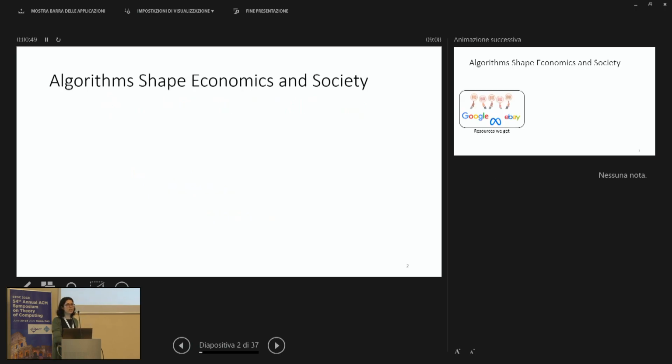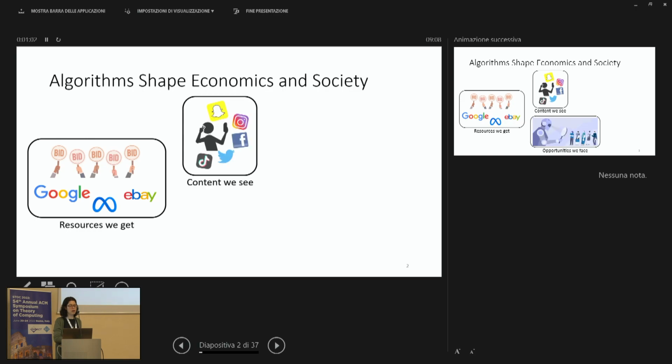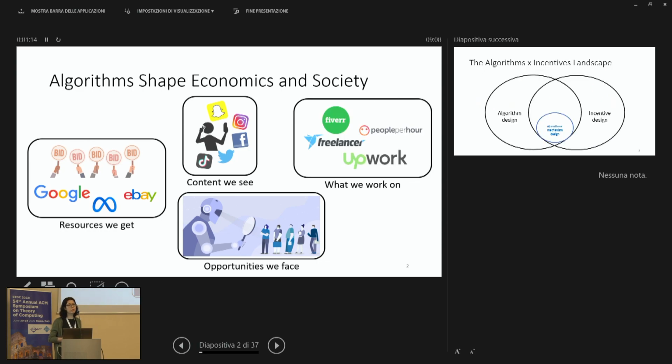So a bit of an introduction and motivation. As you all know, algorithms have an increasing effect on economics and society. They determine what resources we get through auctions and so on, what content we see through recommendation systems, what opportunities we face. So will I be eligible for a loan, for example? And finally, what we work on and what we put our effort into through, for example, online labor markets. I'll be focusing mostly on the last two aspects.